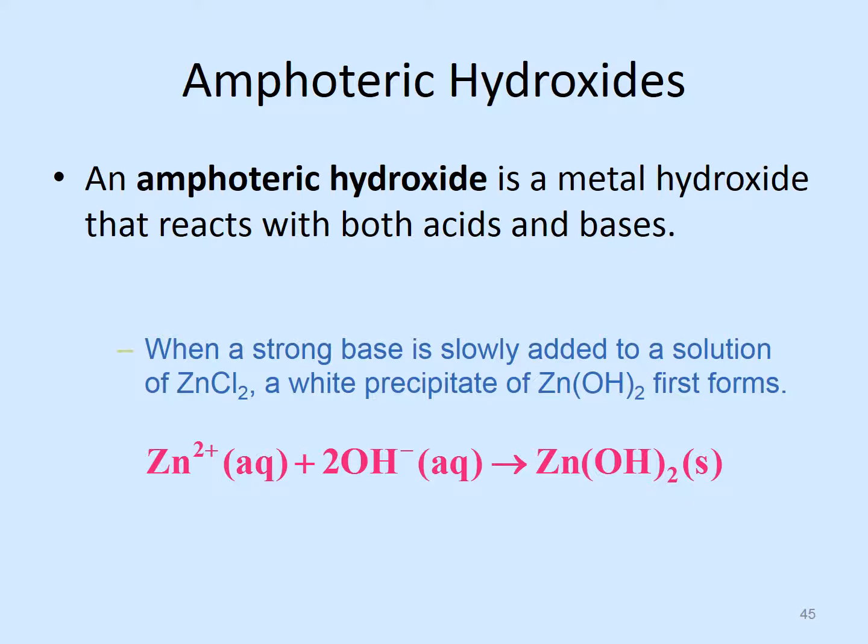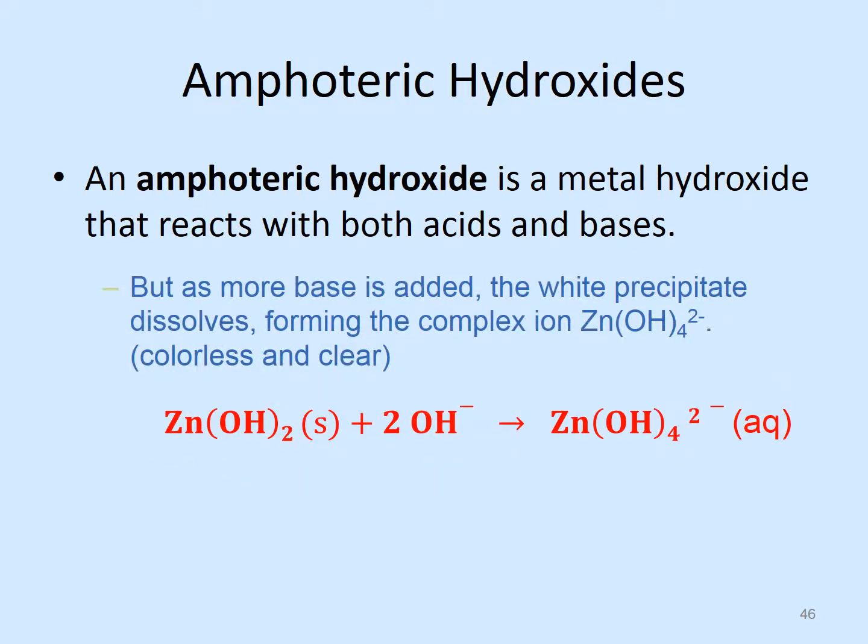So if you have some zinc chloride, which is soluble, and then you add some hydroxide to it, the first thing that happens is that it will precipitate. And we saw a similar thing with copper. The zinc will react with the hydroxides to form this zinc hydroxide solid. If you keep adding hydroxide, the solution will end up dissolving and become clear and colorless.